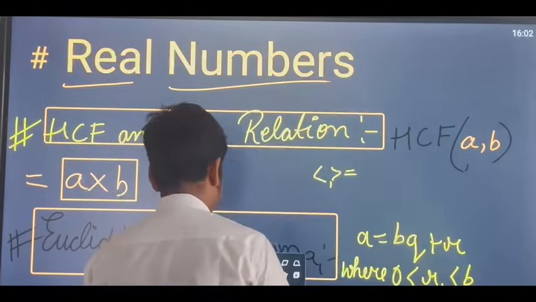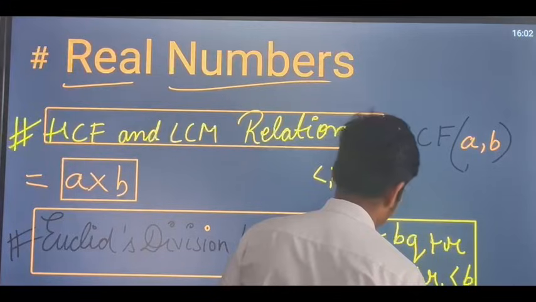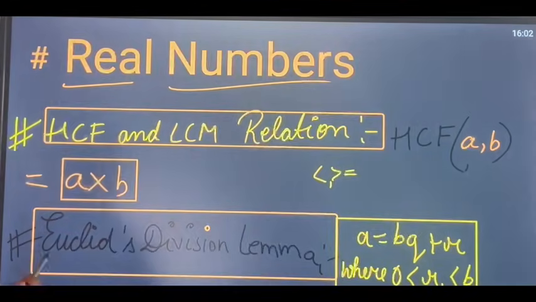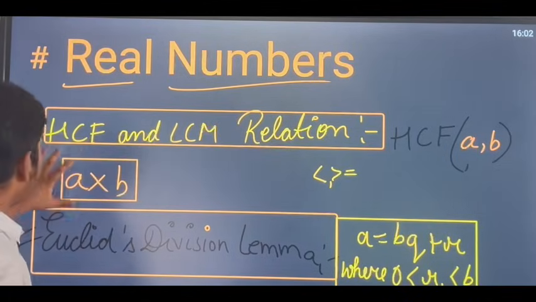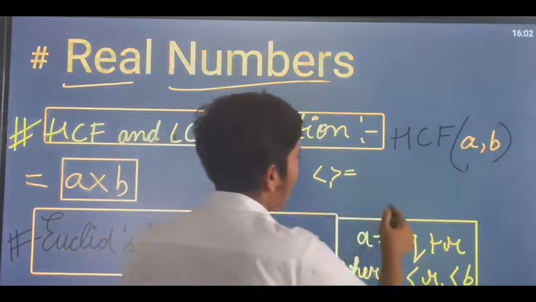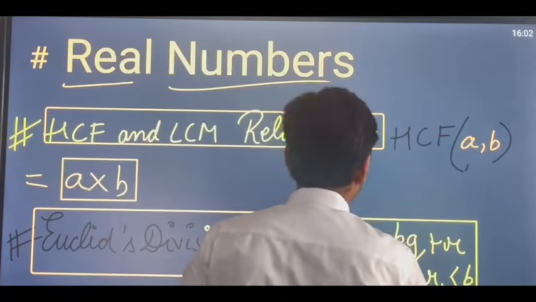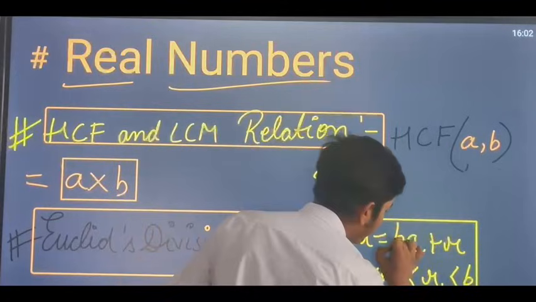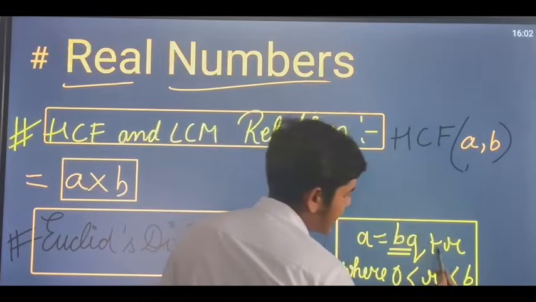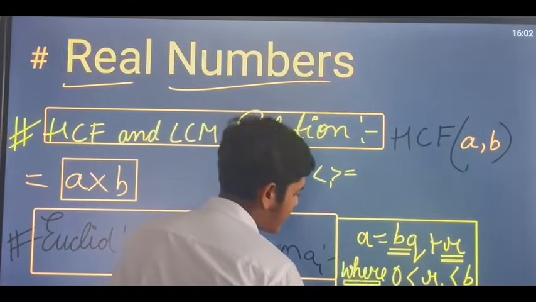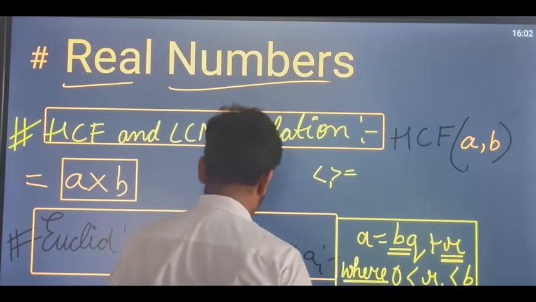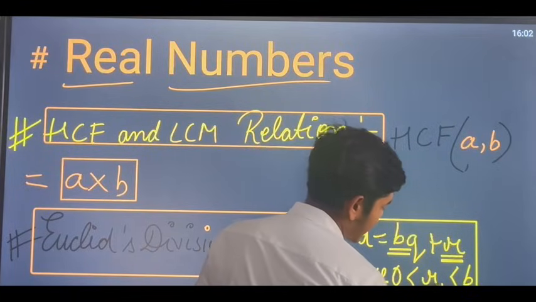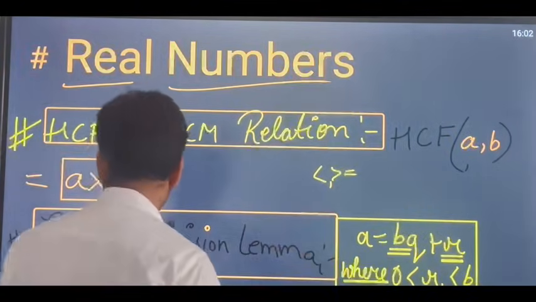Okay. These are the two main formulas in real numbers. The HCF and LCM relation: HCF(A, B) times LCM(A, B) is equal to A into B. The division lemma: A is equal to BQ plus R, where 0 is less than or equal to R and R is less than B. Okay.